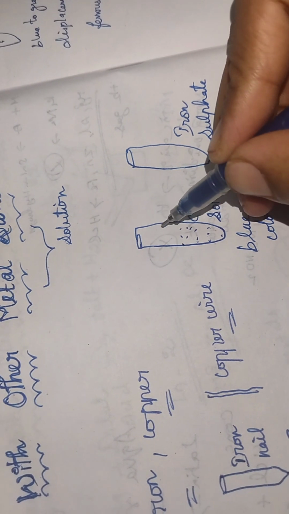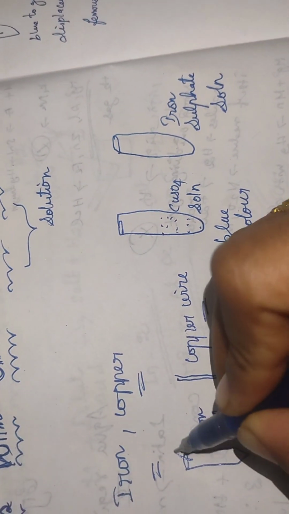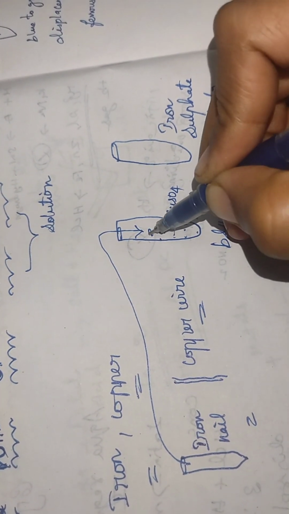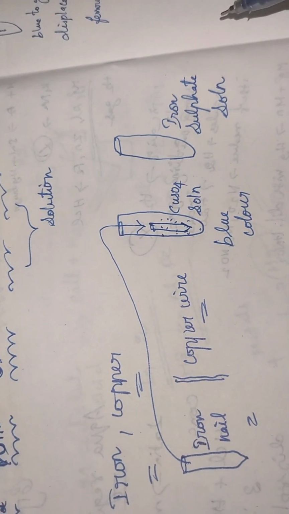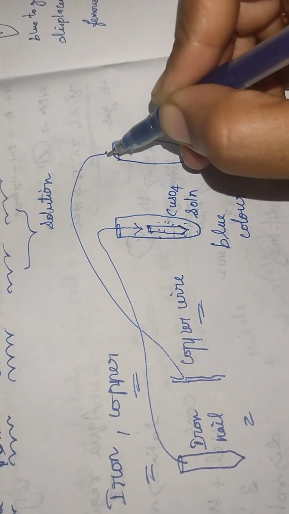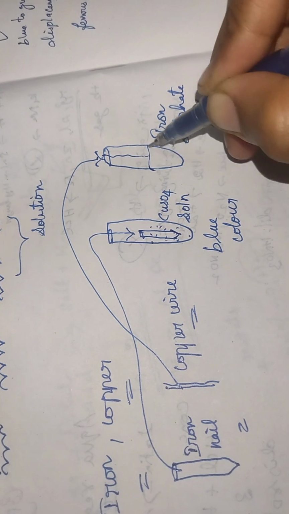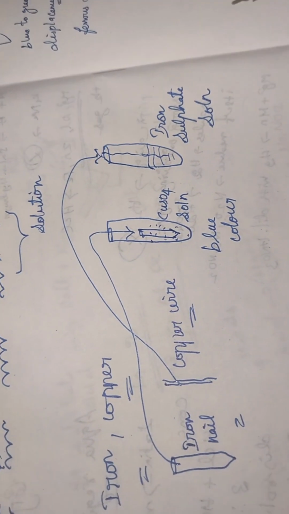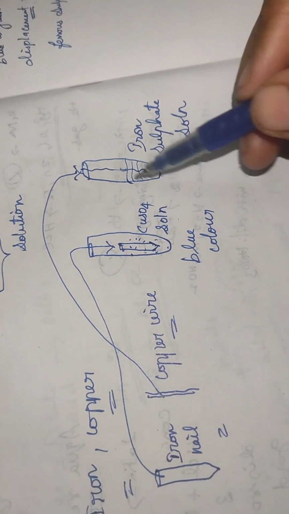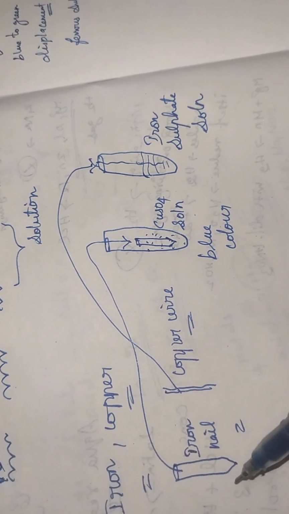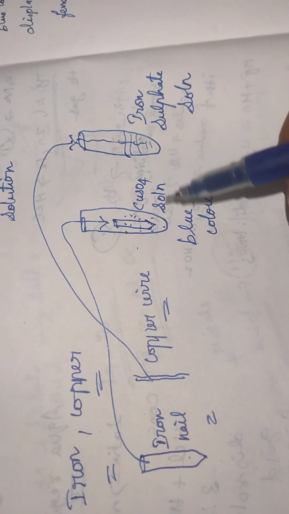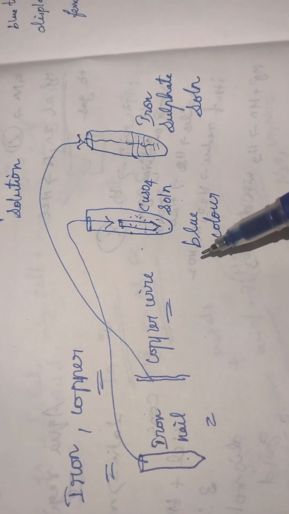In the first test tube, I am going to dip this iron nail. I am inserting the iron nail in this solution. And in the second test tube, I am going to dip the copper wire. In the first test tube, I am taking copper sulphate solution, in the second iron sulphate solution. After a few minutes, we wait for the reaction.